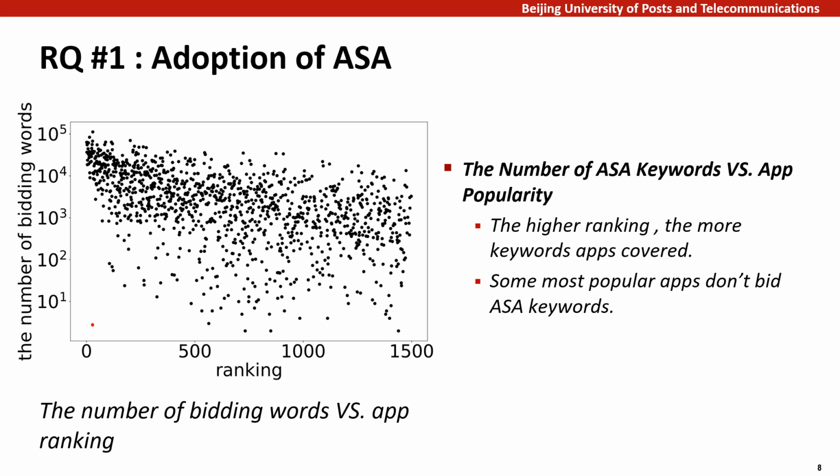And we found a very interesting point in this figure. Some of the most popular apps like Netflix, Google, and YouTube did not bid on any ASA keywords. We speculated that, as these are long-lasting popular apps that almost everyone has installed on their phone, it is unnecessary for them to bid on ASA keywords for promotion.